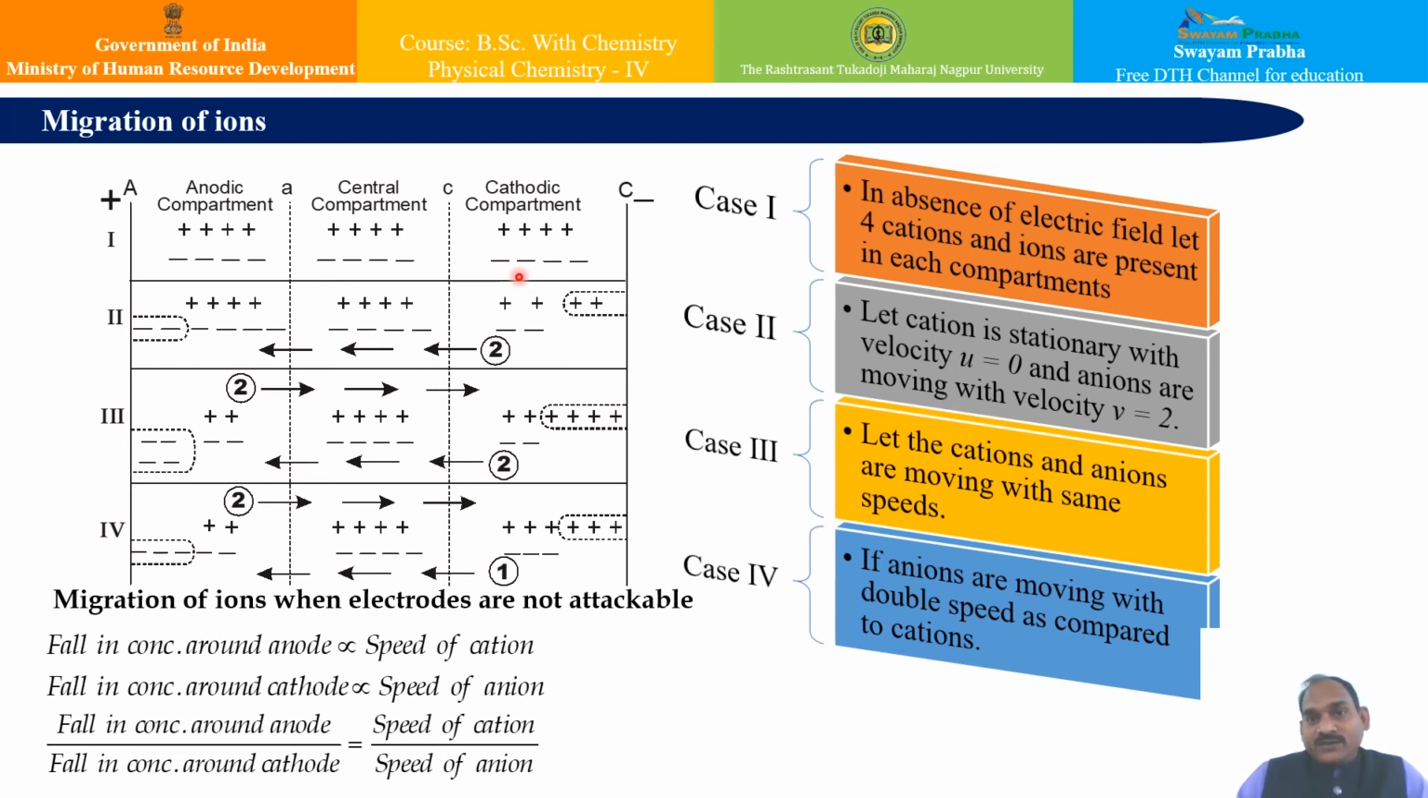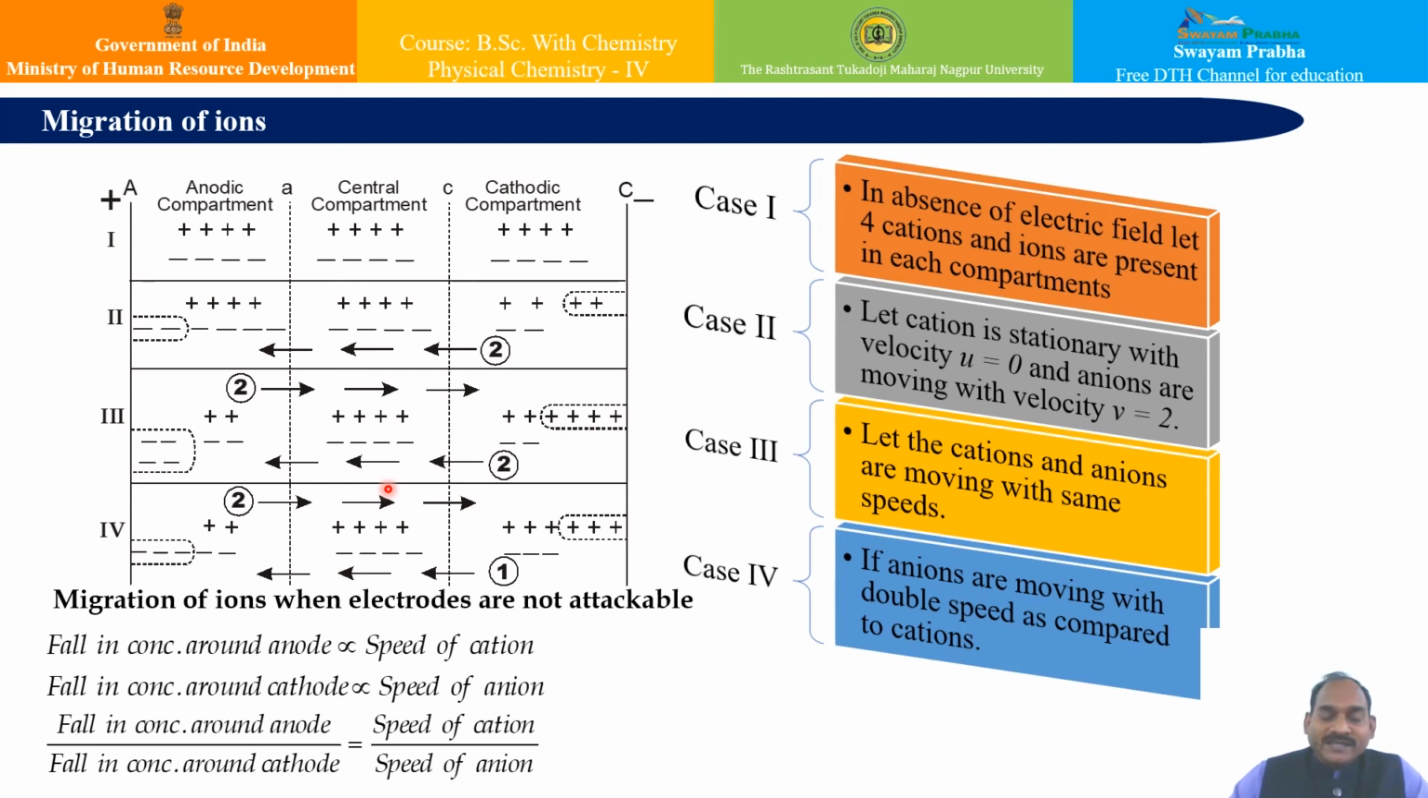We can understand this phenomenon by considering the electrolysis in this particular figure. Say, consider the electrolysis of a solution between two platinum electrodes. Let us say this is the anode and this is the cathode. Now why platinum? Because it is inert. Now let us assume that this solution is divided into three compartments. What are these three compartments? Anodic compartment, cathodic compartment, and central compartment.